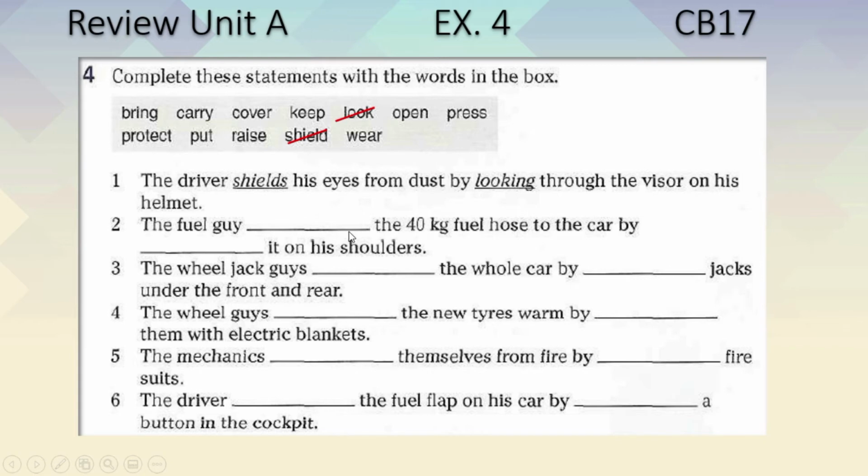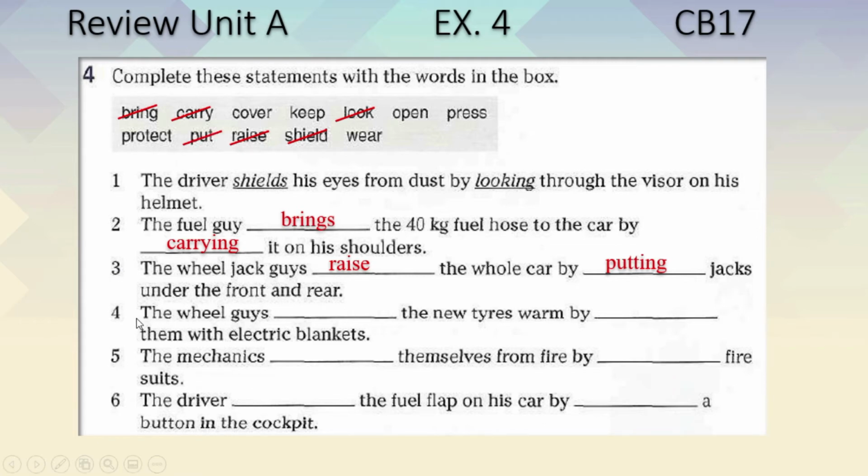And the fuel guy places the 40 kg fuel hose to the car by, so the verb here must have ing. So we must add ing to the verb, it on his shoulders. So this one is brings. We cross out bring, and carrying. We cross out carry. So number 3 we have raise, putting.